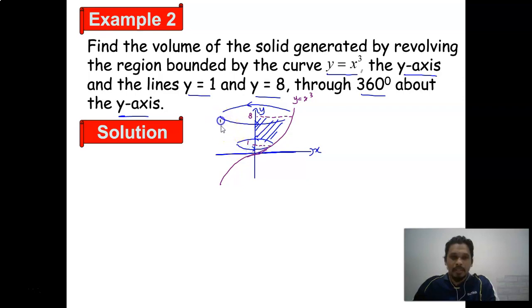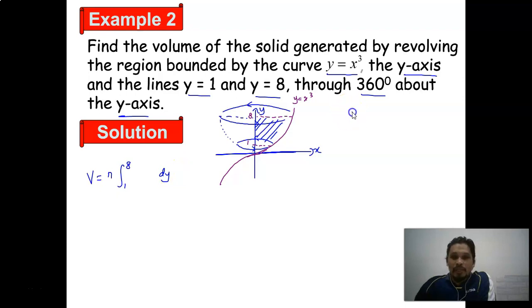Just imagine that there is also another side of this one here, and it looks like a bowl, a 3D shape. So now we are going to find the volume of this. V equals pi integral from 1 until 8 dy, through 360 degrees about the y-axis, so we rotate it about the y-axis here.